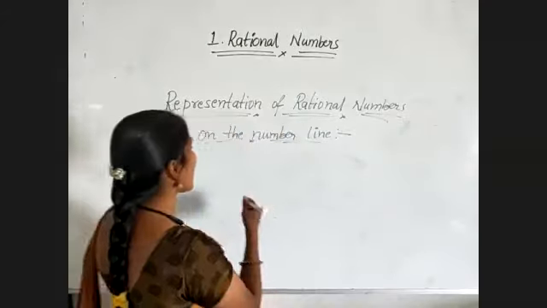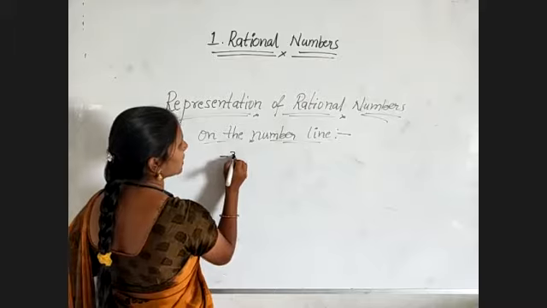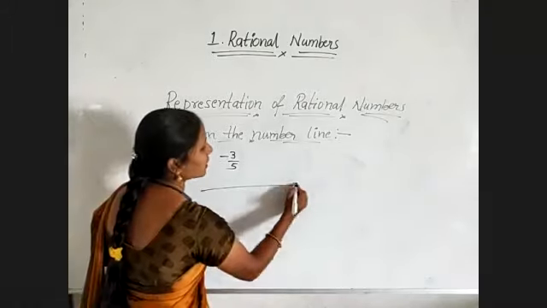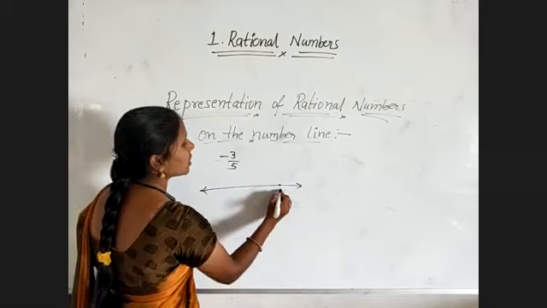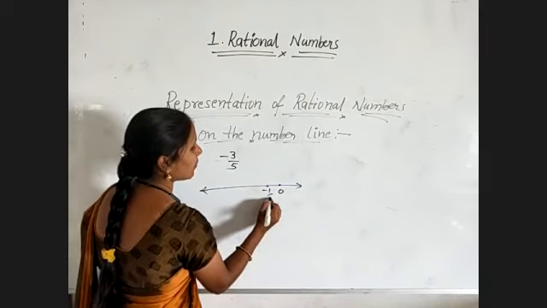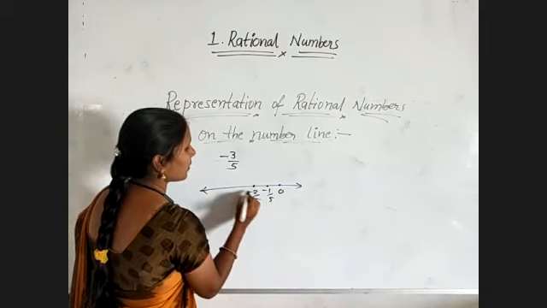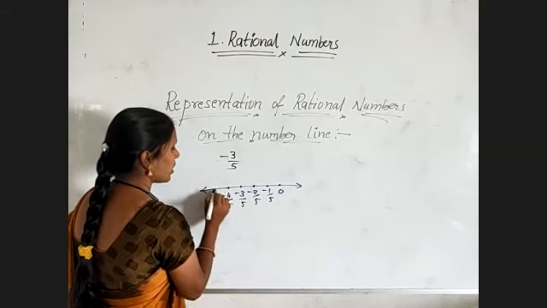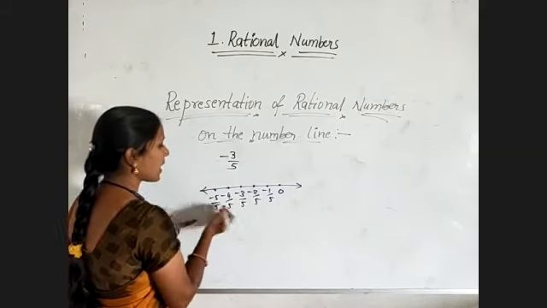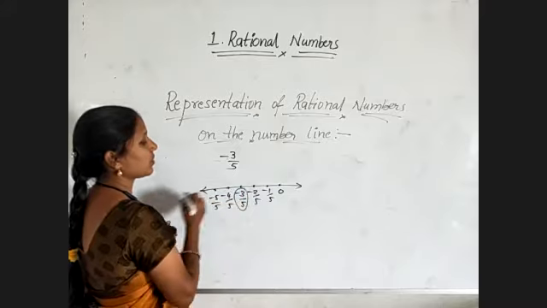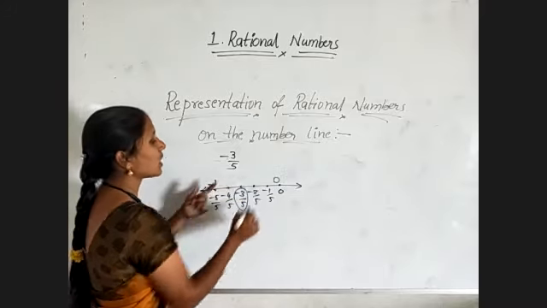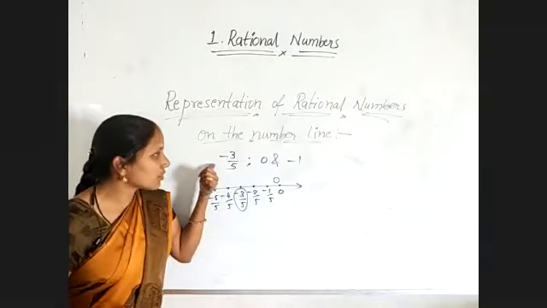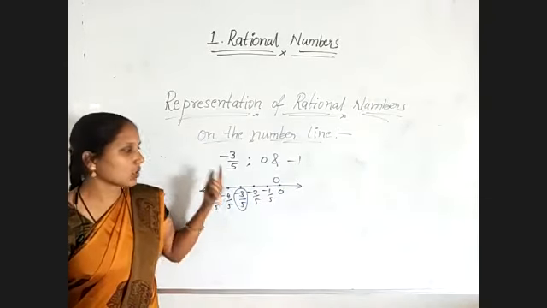Suppose instead of plus 3 by 5, I have minus 3 by 5. The same thing I need to apply on the negative side. 0, minus 1 by 5, minus 2 by 5, minus 3 by 5, minus 4 by 5, minus 5 by 5. So we need to indicate minus 3 by 5, and minus 5 by 5 is minus 1. So it lies between 0 and minus 1 because it is a negative number. That's the only difference.